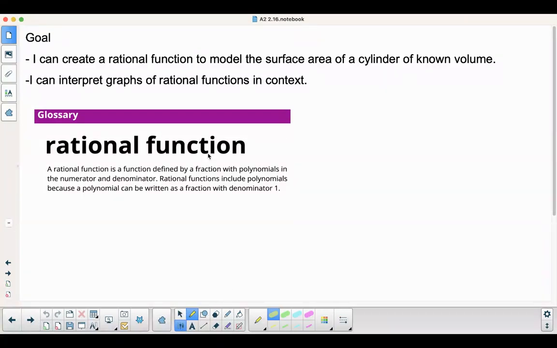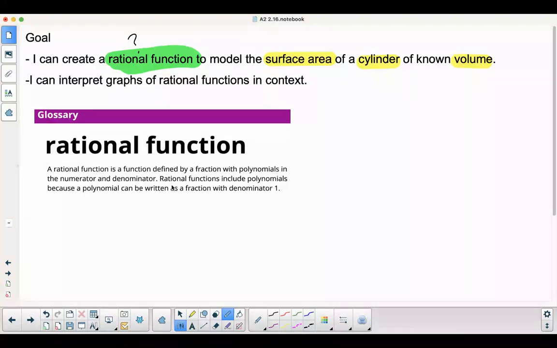When you look at this, we probably know what surface area is, and we probably know what a cylinder is. We know what volume is, but the one we're probably not too sure about is what a rational function is. Here's a definition. A rational function is a function defined by a fraction with polynomials in the numerator and the denominator. Rational functions include polynomials because a polynomial can be written as a fraction with a denominator of 1.